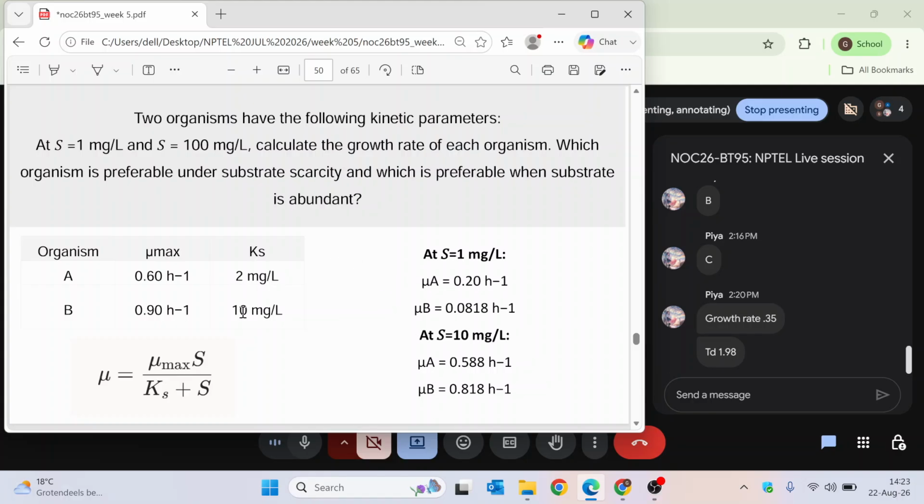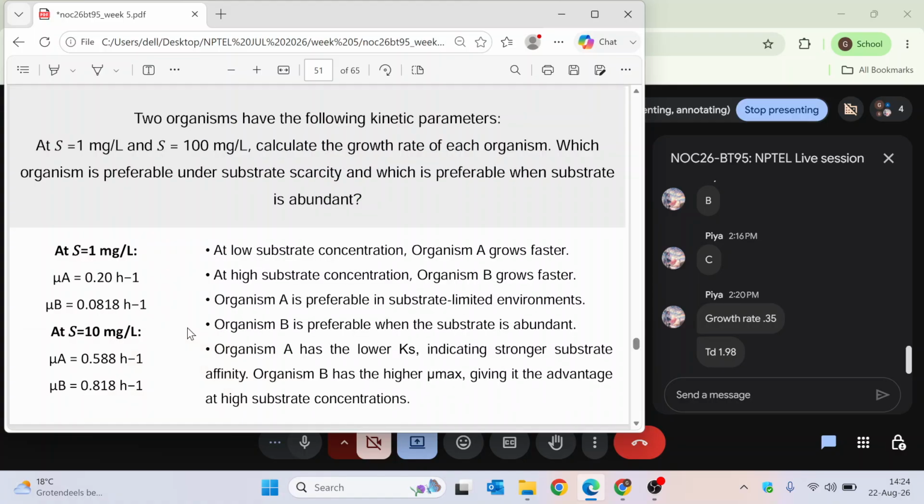When the substrate is in excess, the mu max value plays a major role here. This has a higher maximum specific growth rate, so it exhibits the maximum specific growth rate. It can multiply faster than A, and therefore it has a higher specific growth rate in the given condition. That's what is explained here. At low substrate concentration, A grows faster. At high substrate concentration, B grows faster, and the reason, as I had mentioned, is the affinity and the substrate availability.